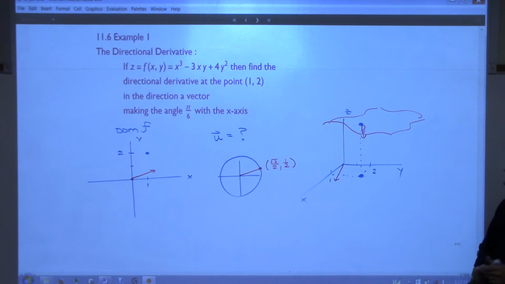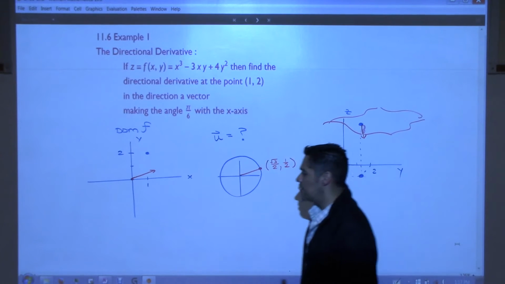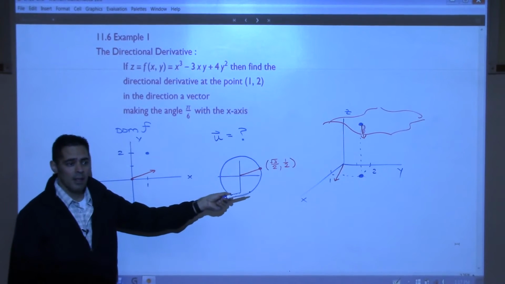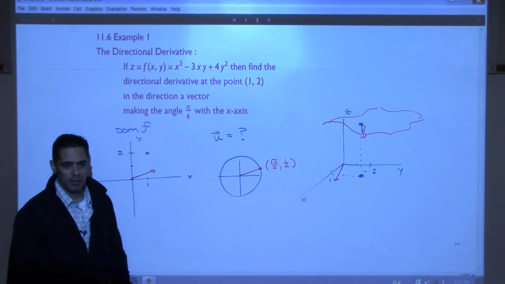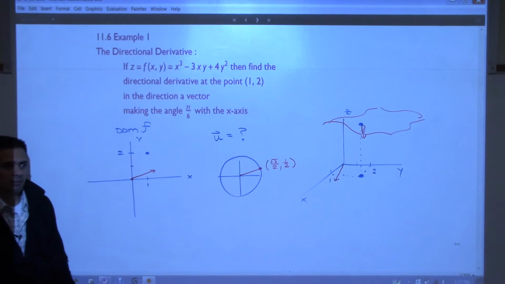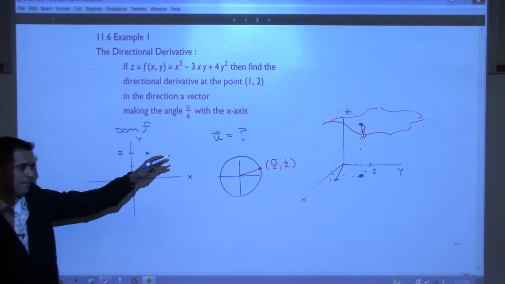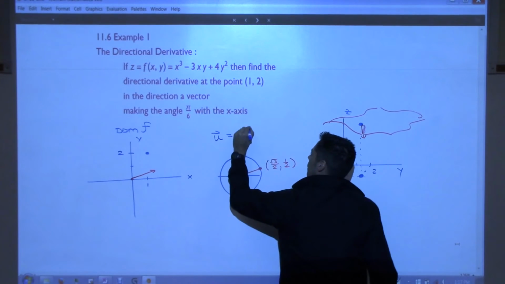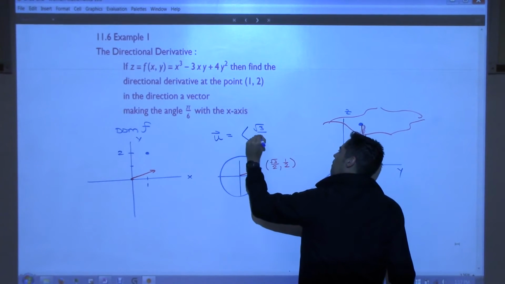So if I have an angle of pi over 6 with the x-axis, that corresponds to that point on the unit circle. And of course, I can make a vector out of that point, couldn't I? Just turn this into a vector, and that's going to correspond to the direction I want to point, right? So how about that as a candidate for you? How about root 3 over 2, 1/2?